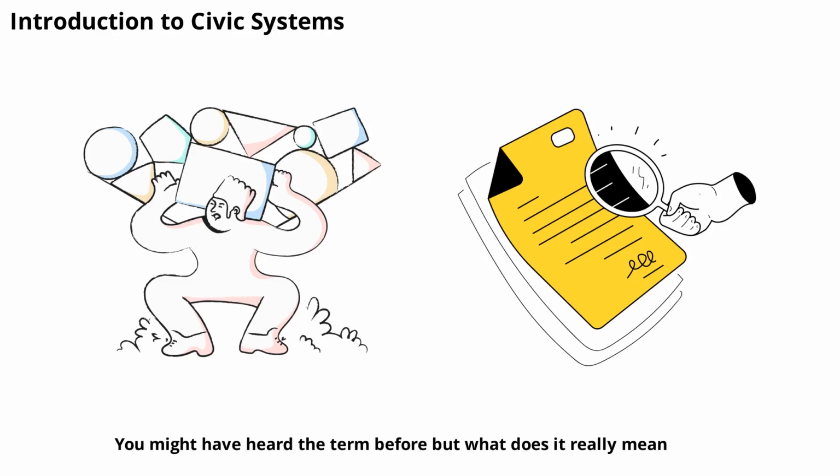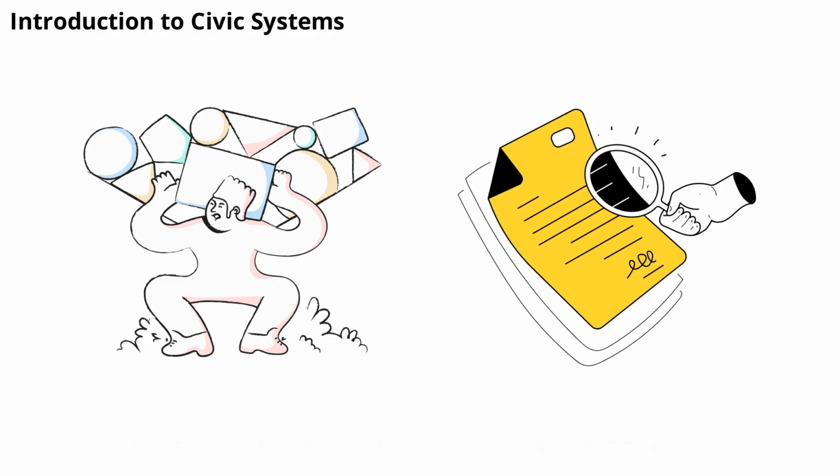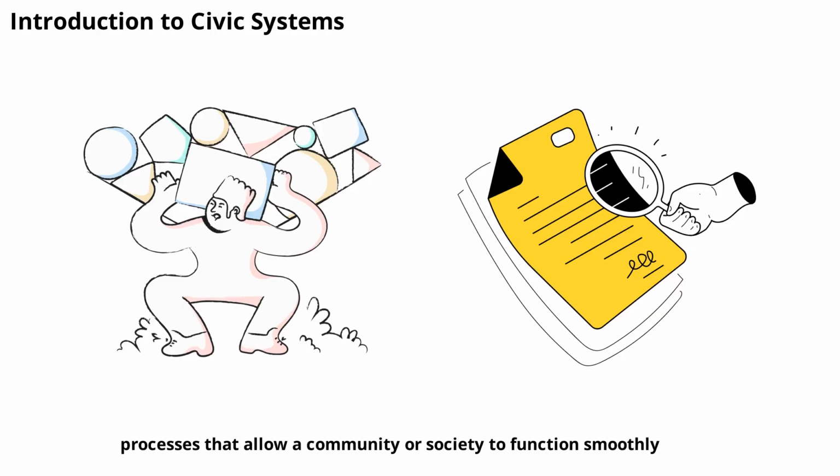You might have heard the term before, but what does it really mean? A civic system refers to the organized structure and processes that allow a community or society to function smoothly. It encompasses the rules, institutions, and practices that guide how people interact, make decisions, and solve problems together. Civic systems are the backbone of any organized society, providing the framework for governance, participation, and public services.